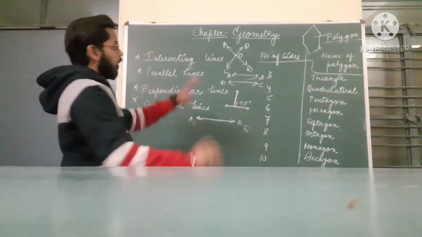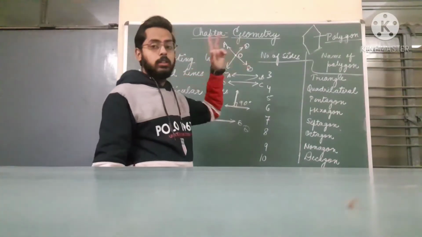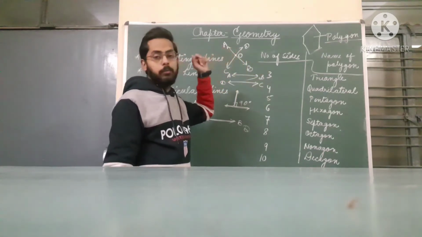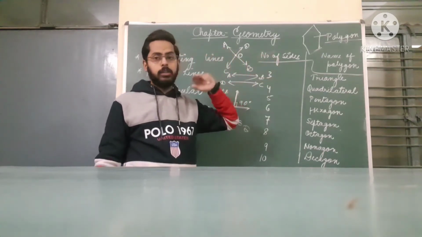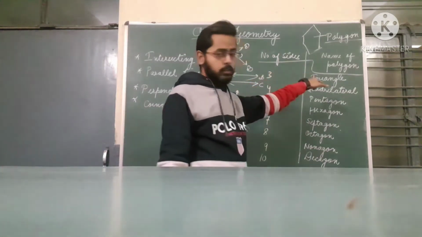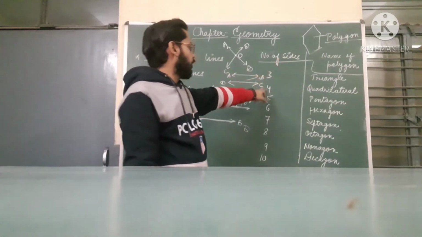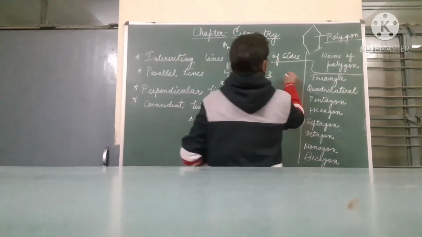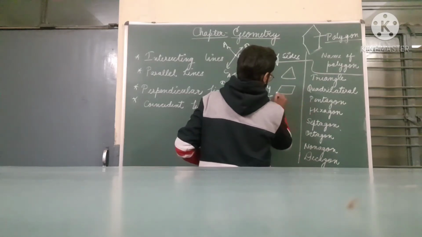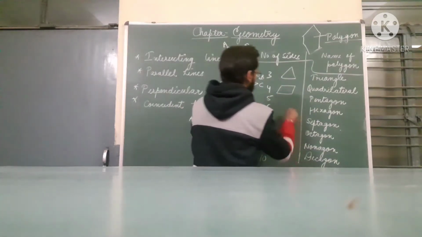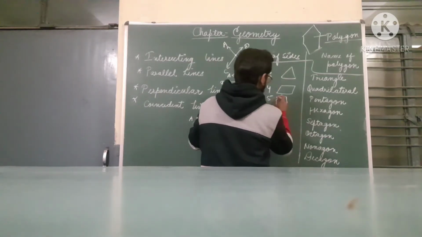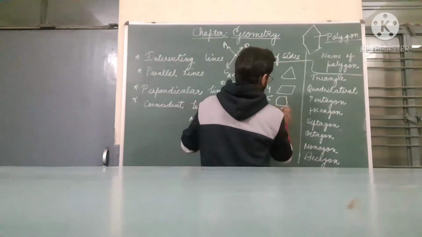Here we will discuss the summary of the table that is given: if the number of sides is given, what will be the name of that polygon? If the number of sides is 3, then the name of the polygon will be triangle. If the number of sides is 4, then it's a quadrilateral. I am also making the figure here. If the number of sides is 4, then it is called a quadrilateral. And if the number of sides is 5, 1, 2, 3, 4, 5.